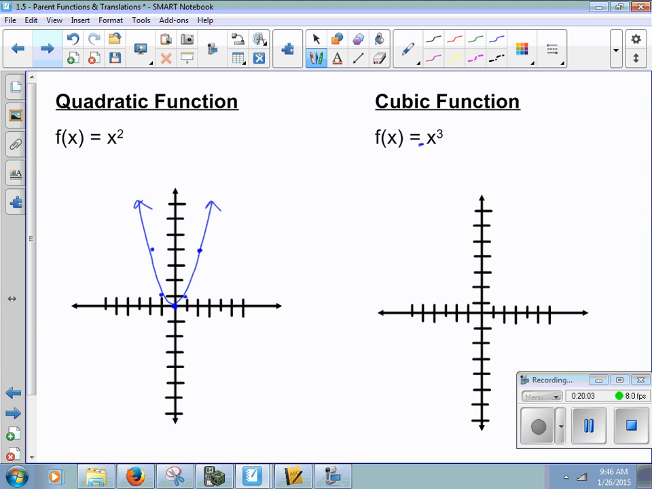Now, folks, this one's kind of crazy. Does it pass through the origin? 0, 0, right? 0 raised to the third power is 0. What's 1 raised to the third power? 1. What's 2 raised to the third power? 8. It's 8. Okay? It's going to be way up here. Now we could do the same thing for the negative values.